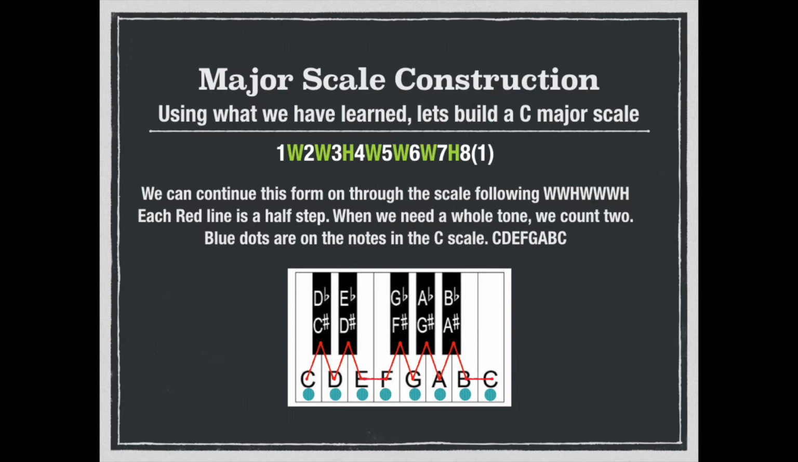So we go C, whole tone, which is skip a black key, to D. Half and half is a whole, to E. The next, from the third note to the fourth note, is a half step, to F. Whole to G, whole to A, whole to B, half to C. And there again, 8 is the same as 1 because they are the same note. They're not unique notes in that scale.